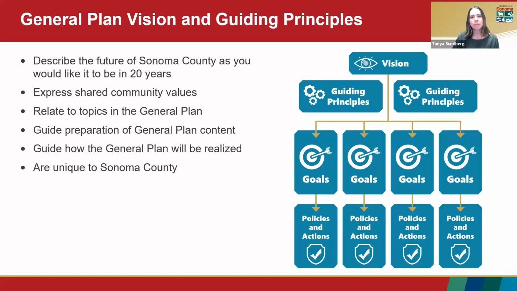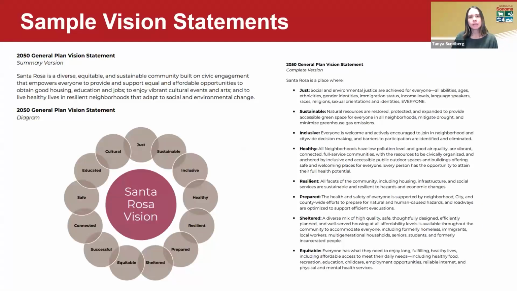And those in turn set up the framework for the goals and policies that will make up the bulk of the general plan. And you can see that kind of explained in this graphic. And the vision statement and the guiding principles will be entirely unique to Sonoma County because they'll be written by all of the people who participate in the process. And just to give you a picture of what the vision statement will be to help you kind of visualize what we're working towards, here is an example from the new Santa Rosa general plan that's being developed. They're close to adoption at the other end of the process.